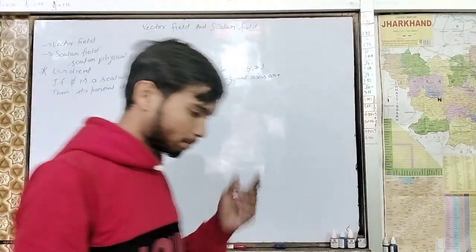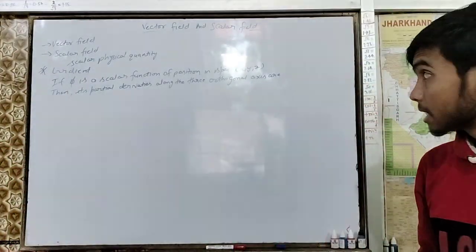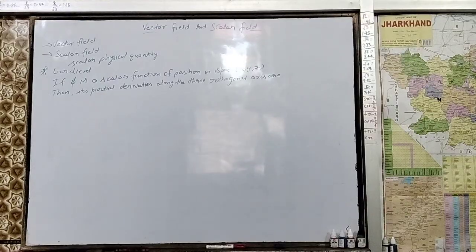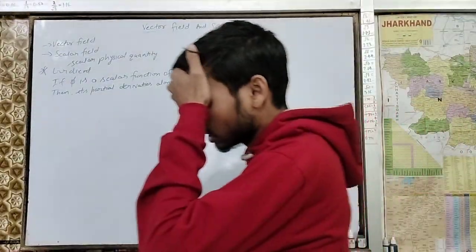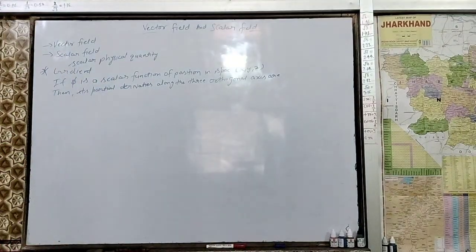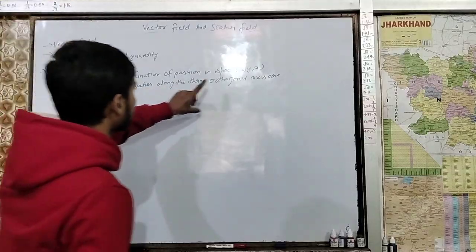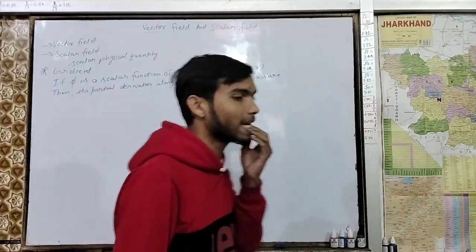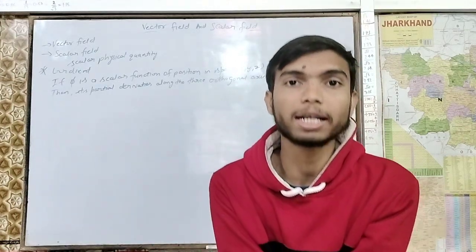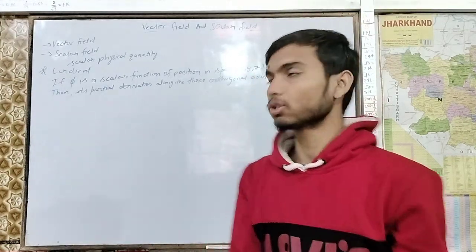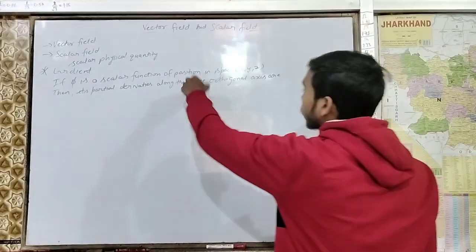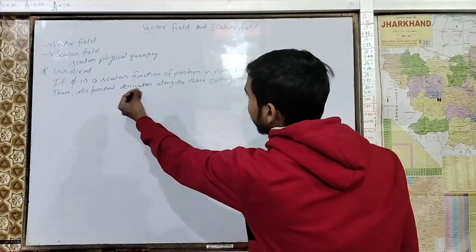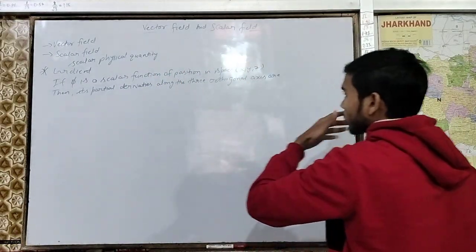Try to understand. If phi is a scalar function, we are crystal clear about phi. Phi is a scalar function, that's why it is a scalar function. If phi is a scalar function of a position point in a space x, y, z, x, y, z is nothing but this is providing a space in 3 dimensions. In 3 dimensions, there is a location of a point, and phi is a scalar function.